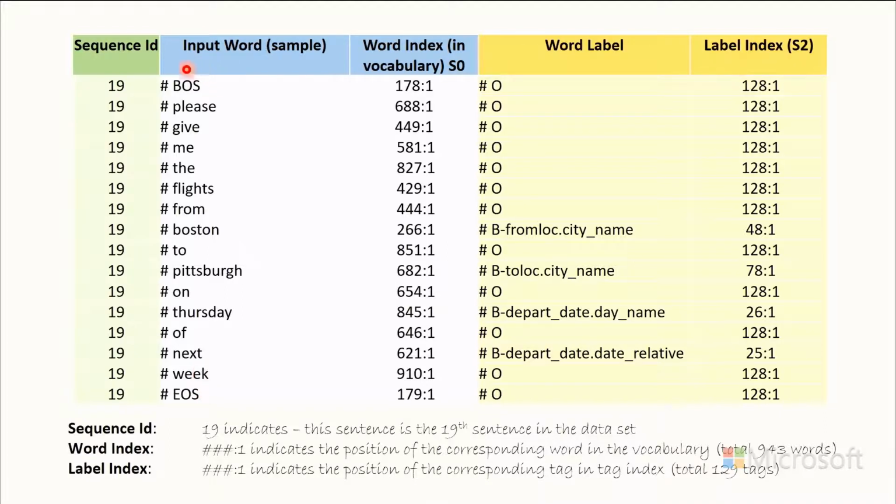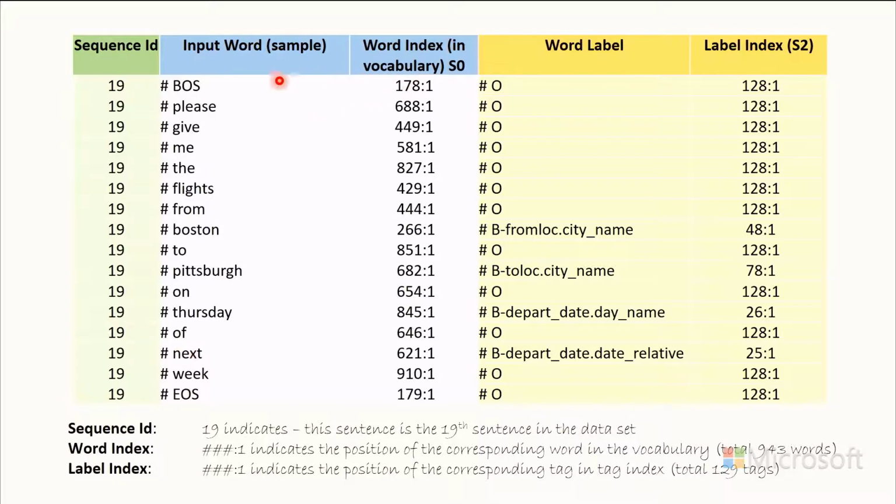This token, beginning of sentence, is the 178th word in the vocabulary, and that is lit up, so we indicate it in this format. This is the format in which the data will be represented for the tutorials and the exercises that you're going to do. And this belongs to the 19th sequence. That means this sentence that you have is the 19th sentence from the ATIS dataset that I have used.